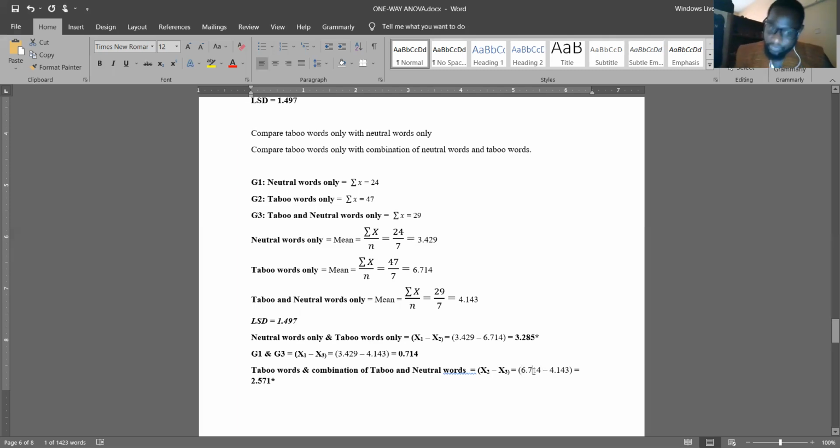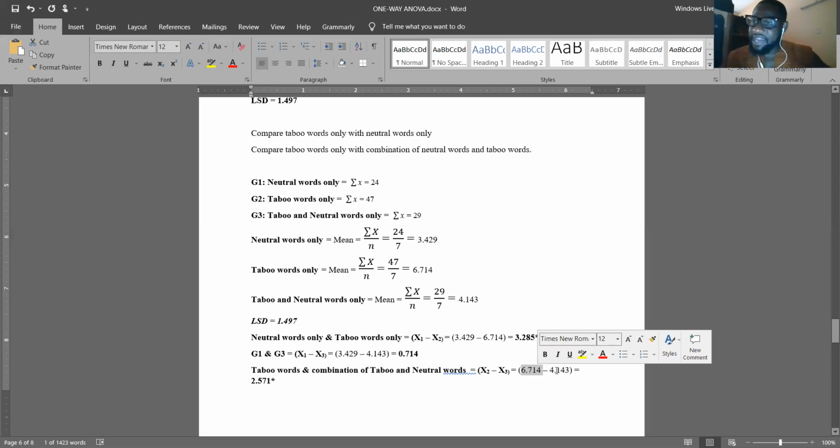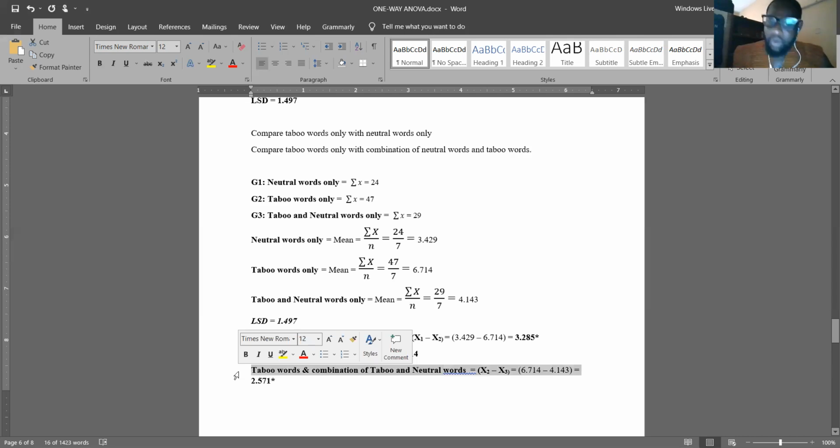So you could see taboo words only, that's their mean, 6.714, is larger than 4.143. And we were able to deduce that there's a significant difference. So that should tell you that taboo words only significantly committed more errors than the combination of neutral and taboo words.